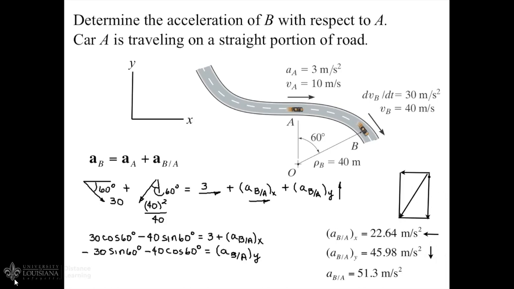And that's found from Pythagorean's theorem, isn't it? Turns out to be 51.3 meters per second squared. I can also define its direction if I care to. Say, for example, from the horizontal. The tangent of that angle, of course, is equal to the opposite, 45.98, divided by the adjacent, which of course is this vector, 22.64. And then you get theta.